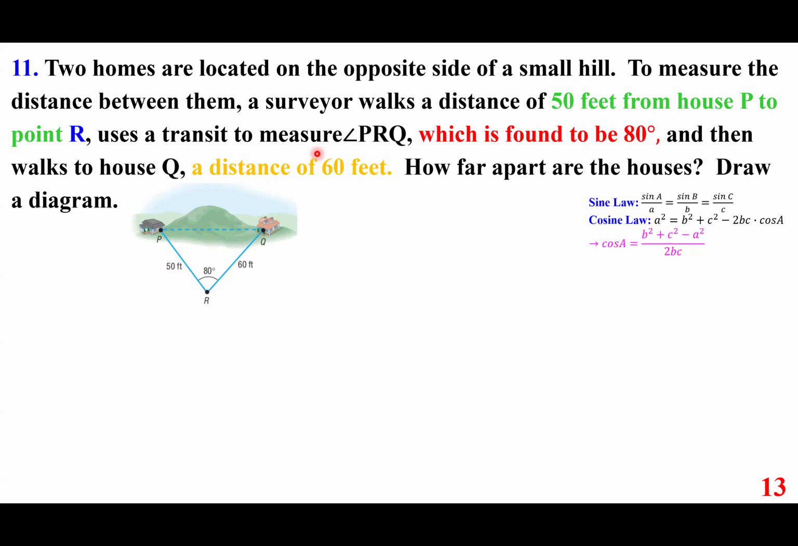Then uses a transit to measure this angle PRQ, then measures this angle, which is 80 degrees, and then walks to the house Q, a distance of 60 feet. How far apart are the houses?